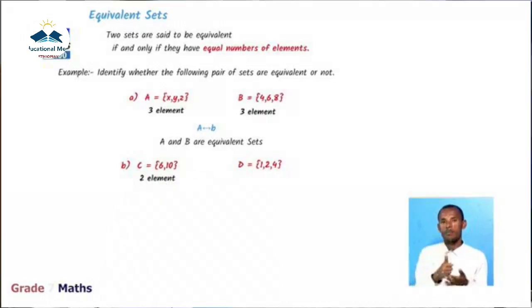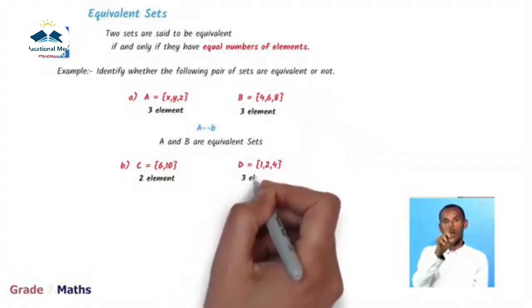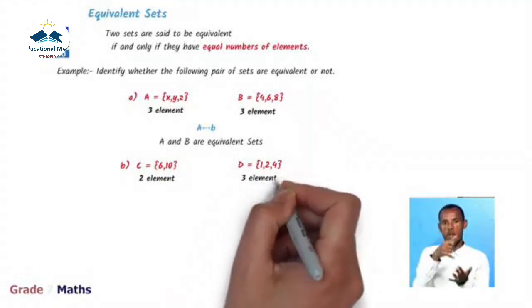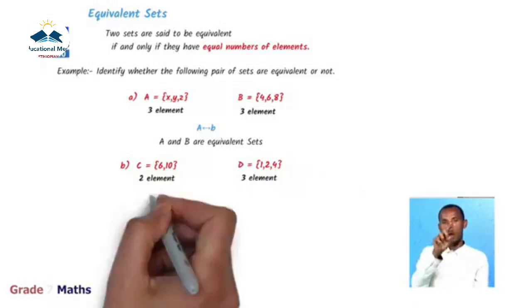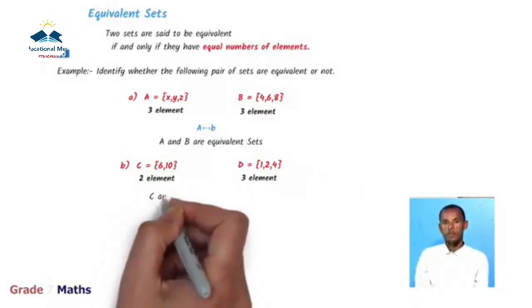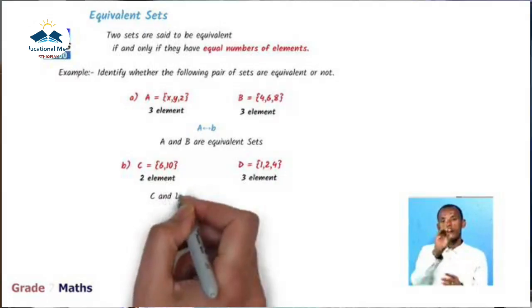When we count the number of elements of set D, it contains 1, 2, and 4. It contains 3 elements. The number of elements of set D is these 3. So when you see these two sets, they do not have equal number of elements. The number of elements of set C is 2. The number of elements of set D is 3. So they are not equivalent.